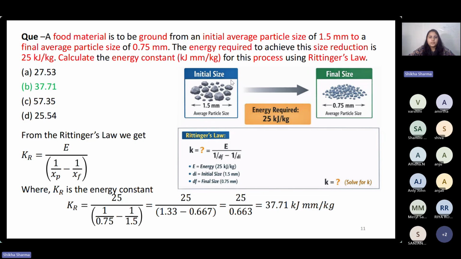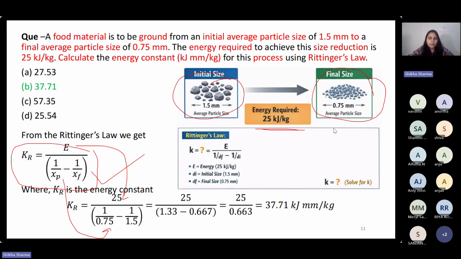So the initial size of the particle is 1.5 mm and we are reducing it to 0.75 mm, and we needed energy of around 25 kilojoule per kg. Now we need to calculate Kr, which is the energy constant. So the energy constant is equal to E divided by 1 upon xp minus 1 upon xf, for Rittinger's law. So Kr will be equal to energy, which is 25, divided by 1 upon xp. xp is the final particle size, which is 0.75, minus 1 upon xf, which is the initial particle size, which is 1.5.